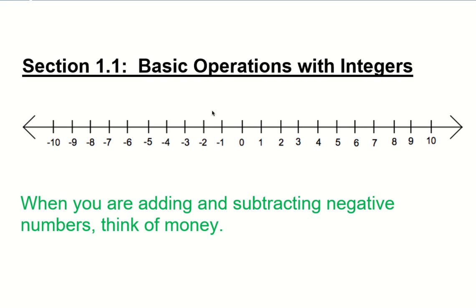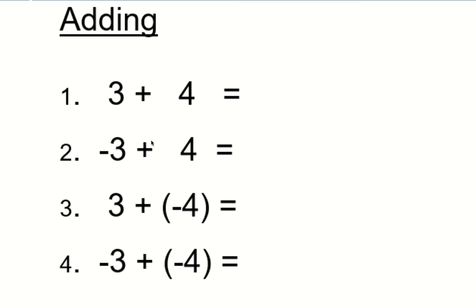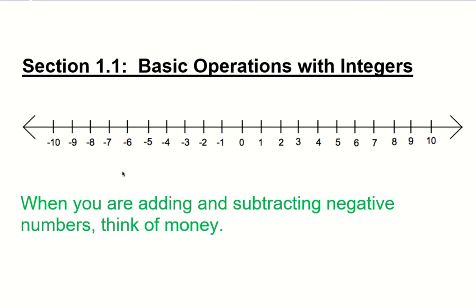And so if it helps, you can think of a number line to help you. Like if you were doing -3 plus 4, you could think of that as starting at -3 and then adding 4, which means you're moving to the right 4 spaces. So from here, if you're adding 4, 1, 2, 3, 4, you would end up at 1.